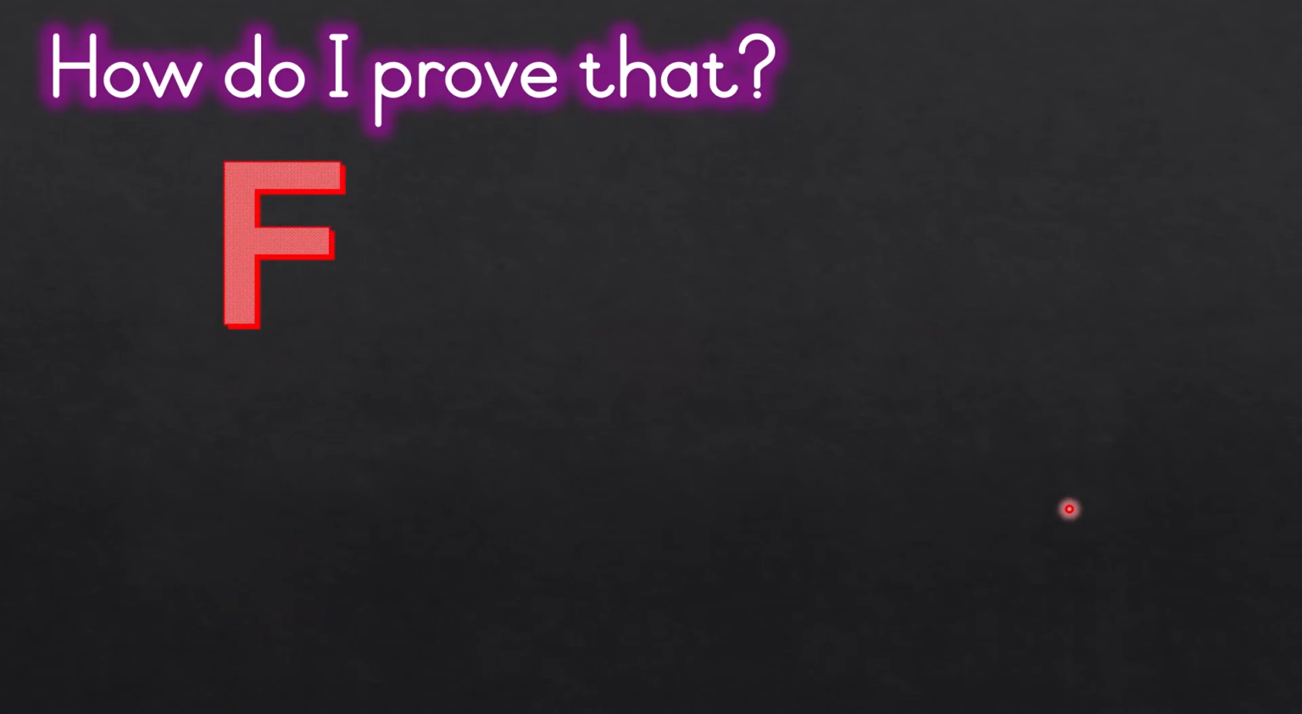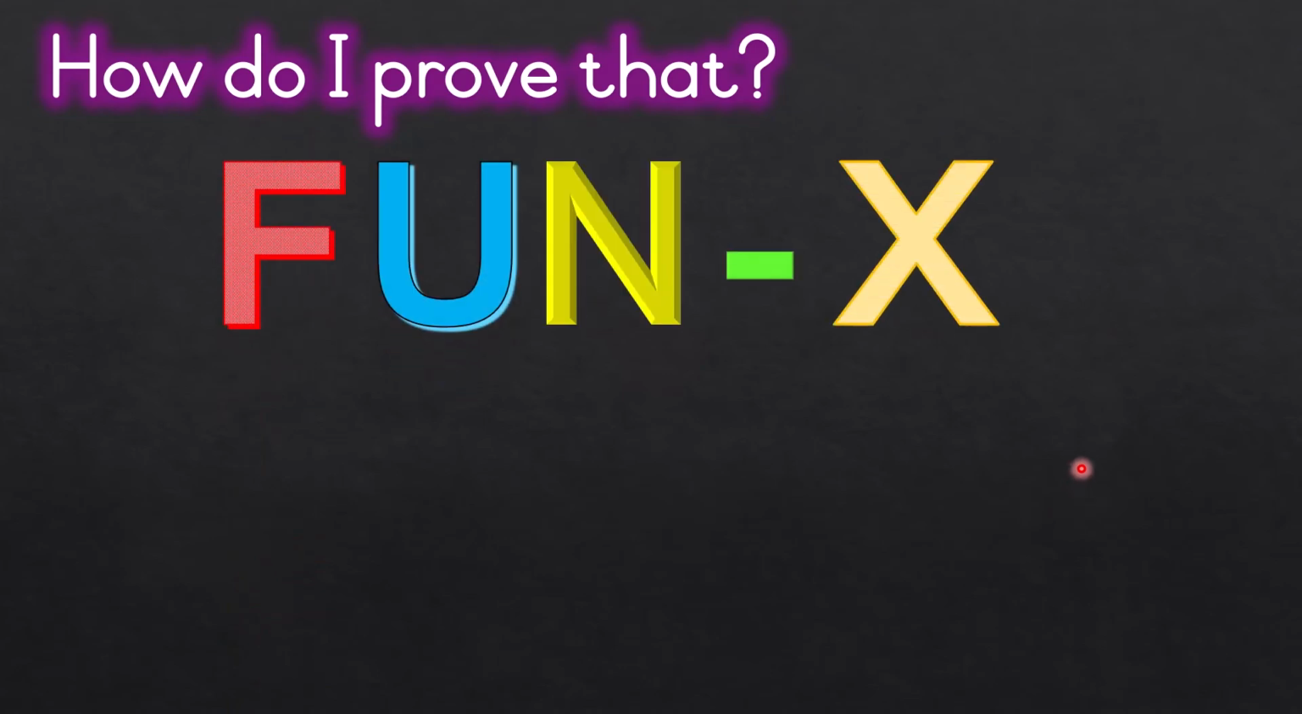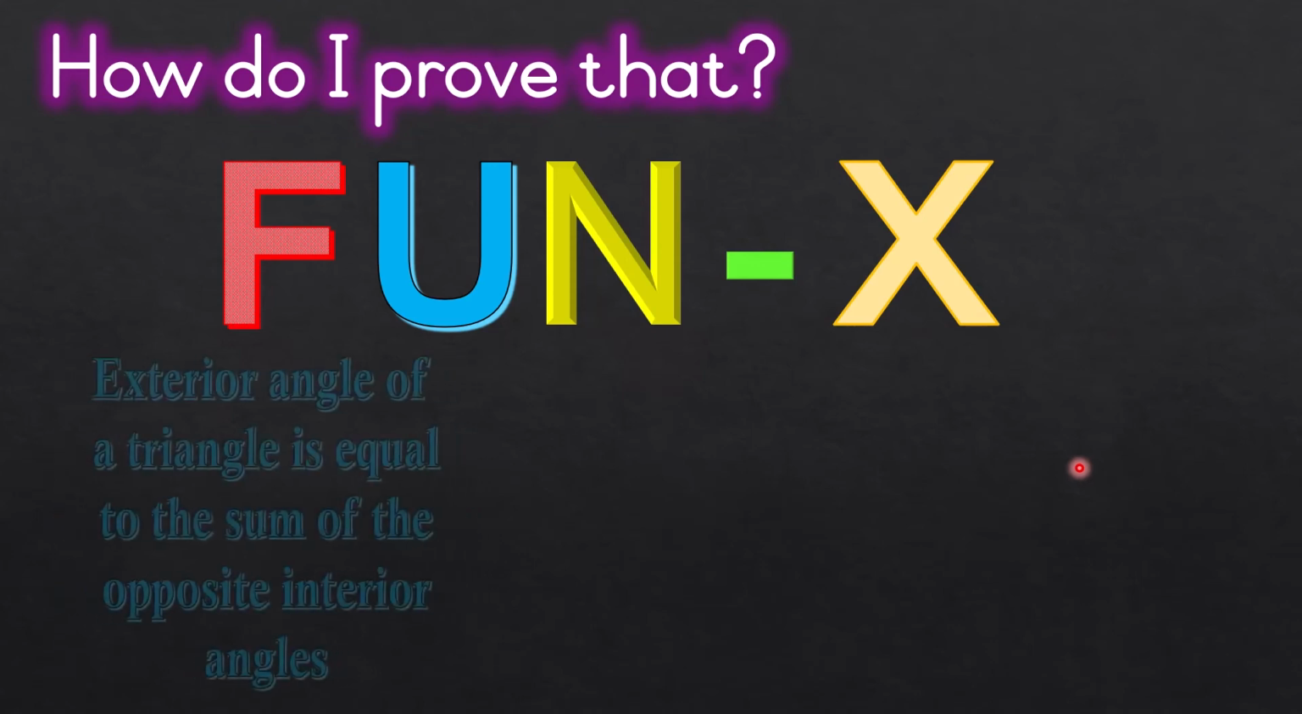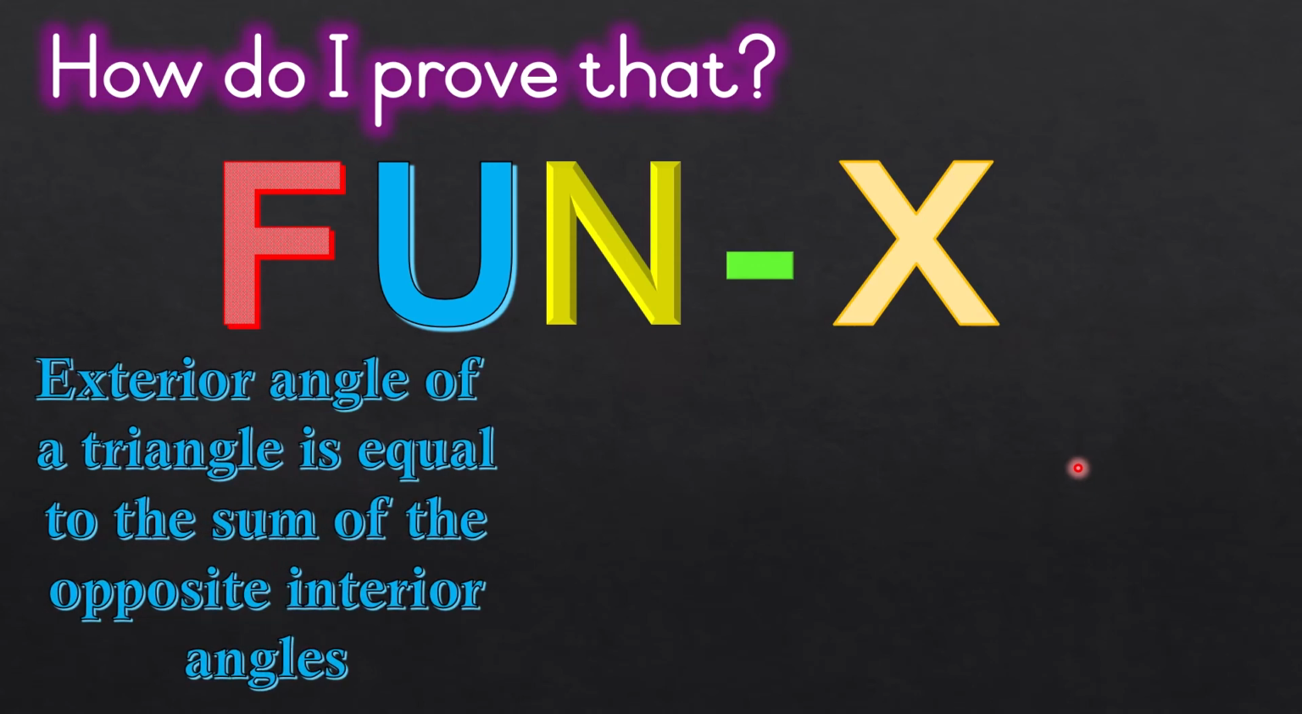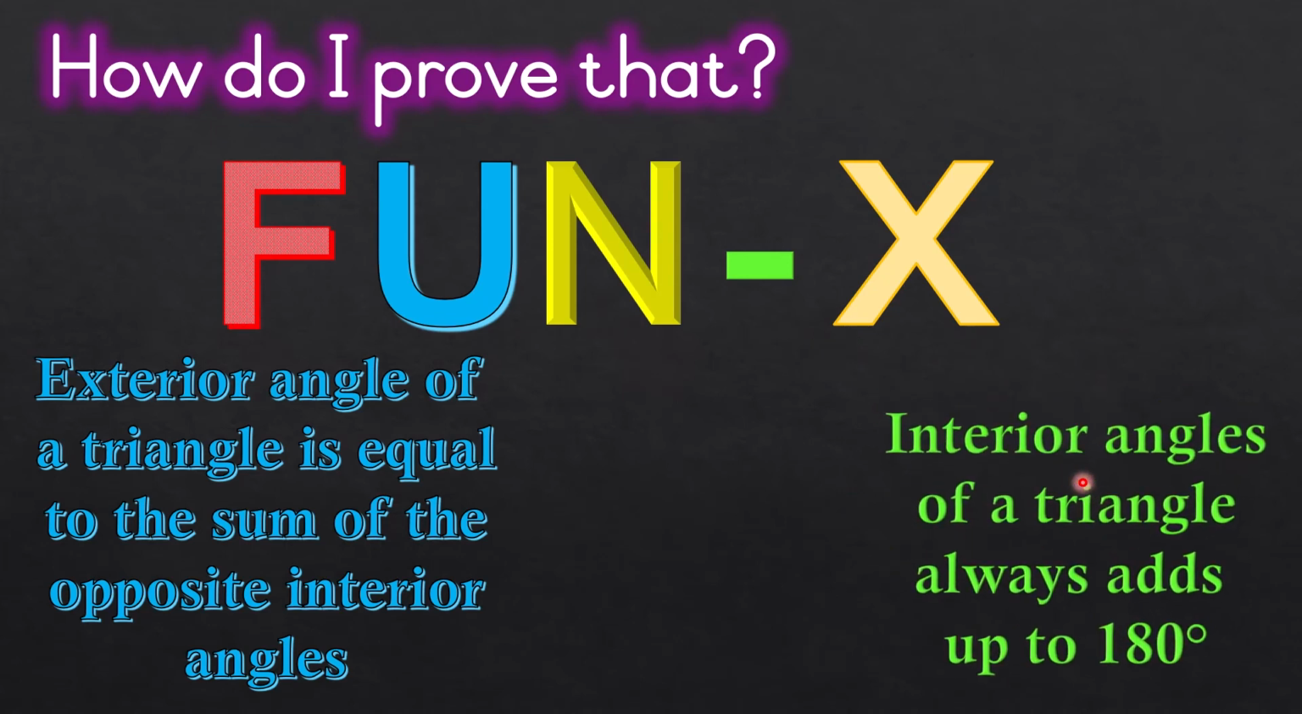How do I prove it? I use F, U, N, and X. Fun X is a way to prove it. You can also use other statements such as the exterior angle of a triangle is equal to the sum of the opposite interior angles. You can use statements like interior angles of a triangle always add up to 180 degrees. Any of those geometrical statements, theorems and axioms that you've learned about, you are allowed to use now. These are not the only ones, there are more.